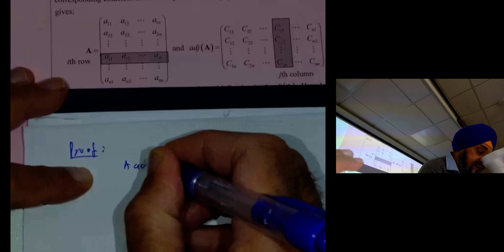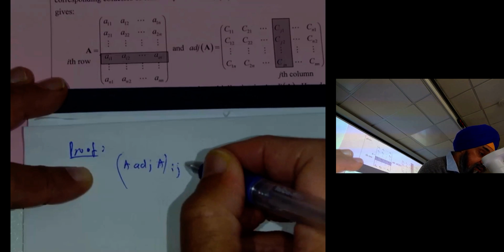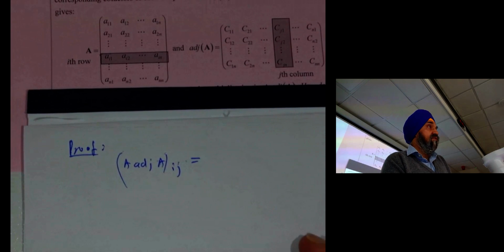So if you work out A times the adjoint of A for entry IJ, what do we get? How do you multiply a matrix by another matrix? What do we get?